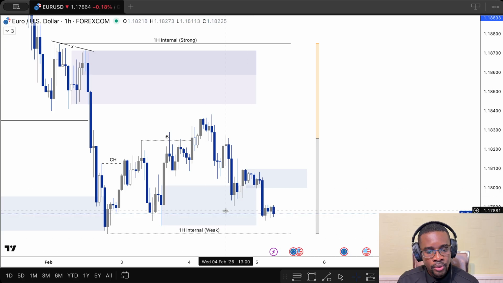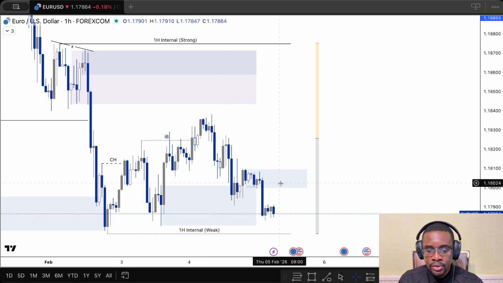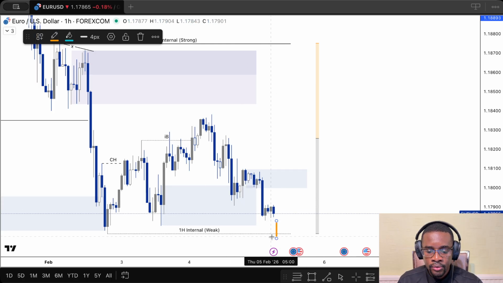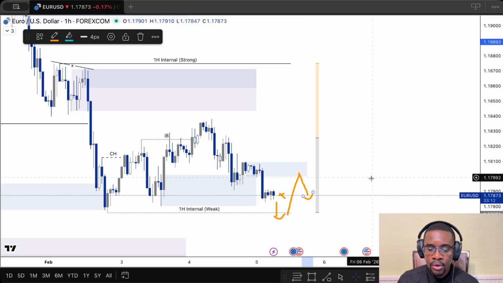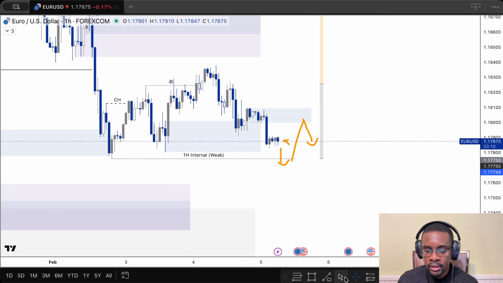So this is what we have on the Euro USD. So we are bearish. So the expectation is this will fail first, and then either price comes up to the top or comes out to this area, right? If we create an imbalance, and then we'll be looking for shorts from there.